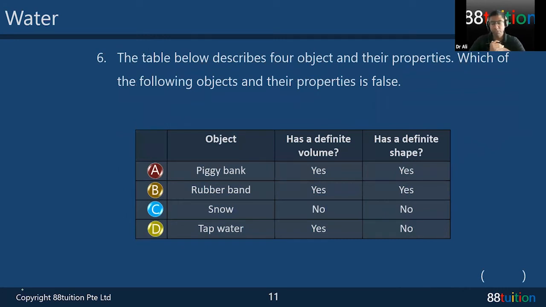Okay, the following table describes 4 objects and their properties. Which of the following objects and their properties is false? So you just need to look at one of the properties, right? Which one? Of the piggy bank, the rubber band, the snow, and the tap water. Piggy bank is a solid. It's a solid. Snow is also like ice, so it's solid. Tap water is liquid.